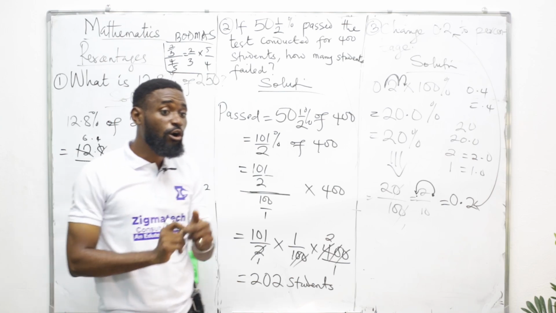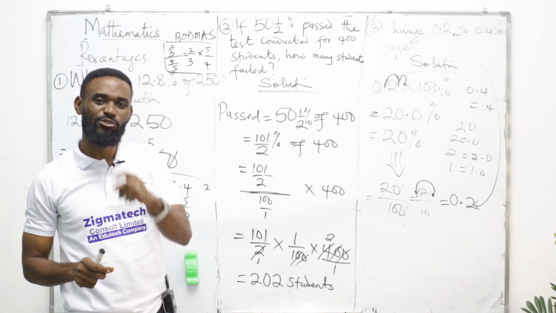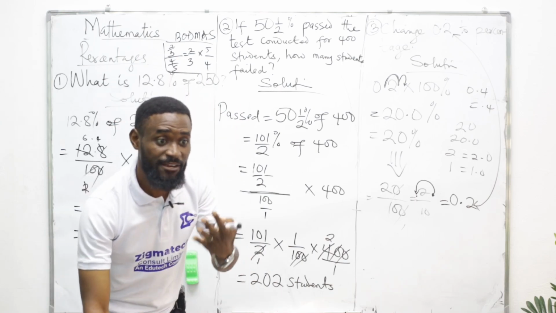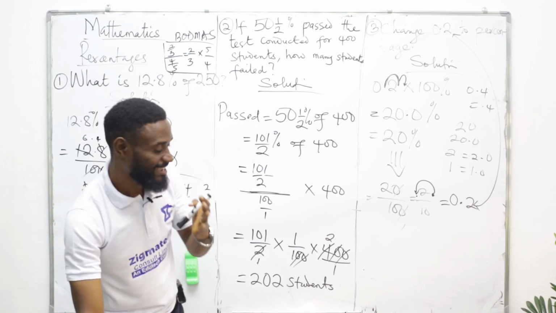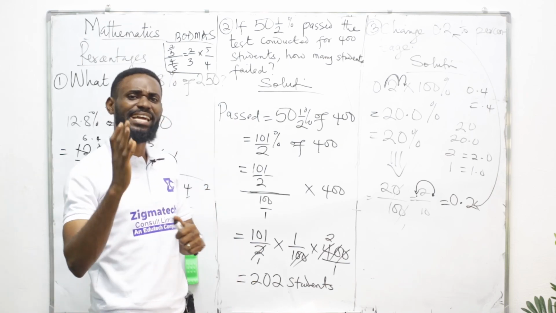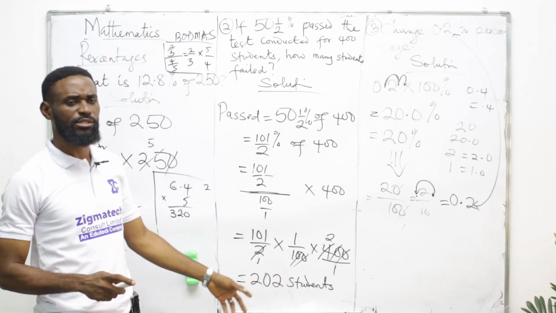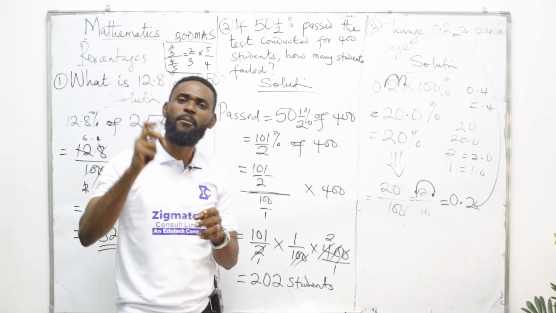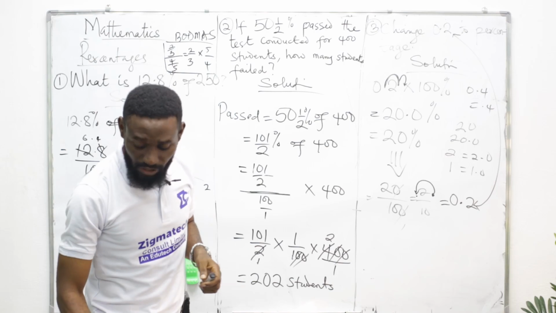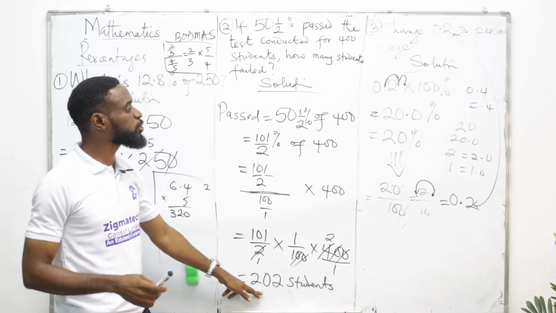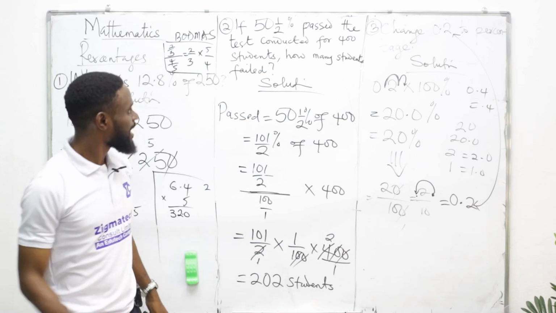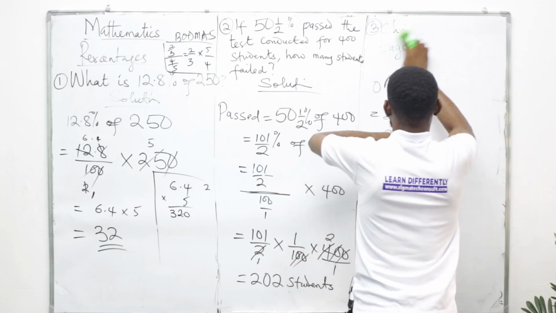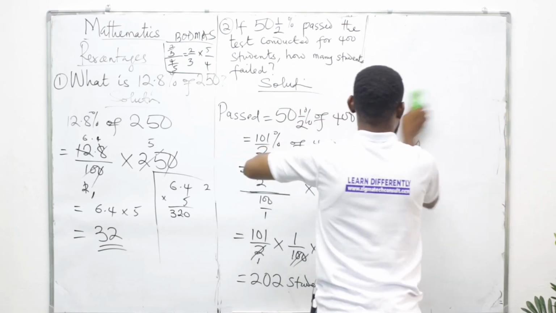So 202 students passed. Like I told you, I don't know the particular number or the particular year, but in what I have here, you can see that they gave option E as 202. Some students are very careless and go and pick it when they get to this point. No. What is the question? How many students failed? This 202 is the number of students that passed. To get the number of students that failed, subtract 202 from 400, and you get the number of students that failed.